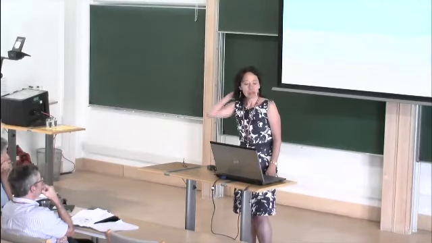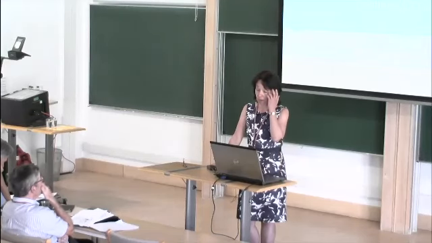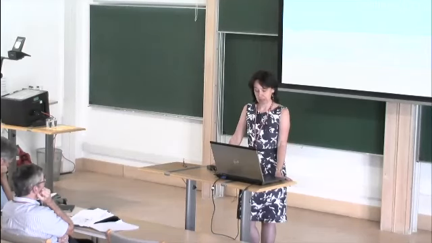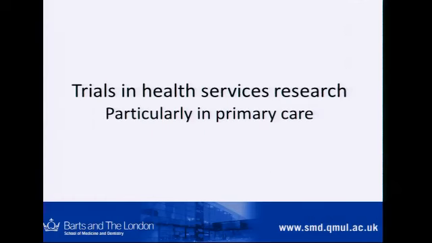Okay, but I think for those of us who do take account of clustering in the sample size, there are very practical issues for investigators, and one is, what do we do about sample size calculations if the cluster sizes are likely to vary? And one of the things you can do is use mean cluster size in place of that fixed cluster size in the design effect, but that will tend to underestimate the sample size required. And the second big issue, I think, is how on earth do we estimate the intra-cluster correlation coefficient, and we've already had a short discussion about that previously.